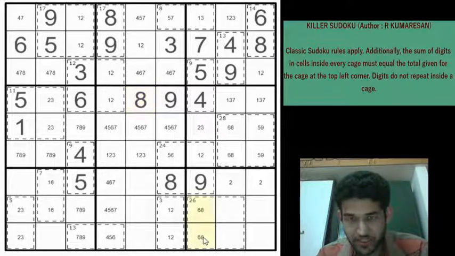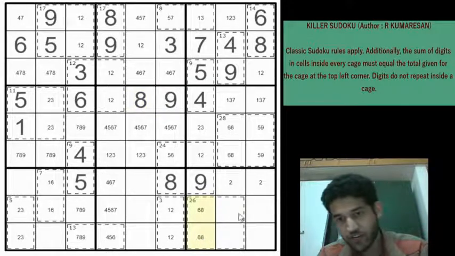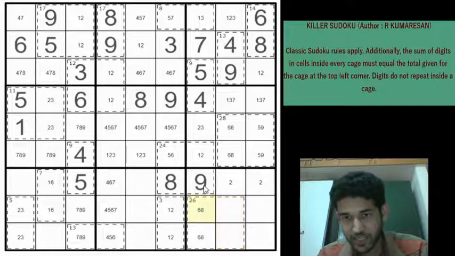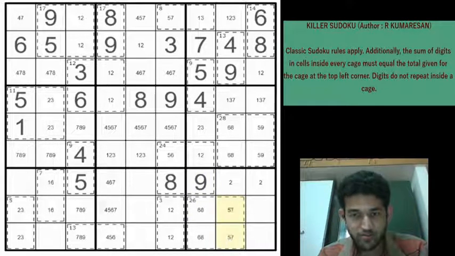So you have a 6, 8, right? 14, which gives you a total of 14. We need 12 more from these two cells. And 12 cannot be a 4 or 8 because 8 is here. It can't be a 3 and 9. So it has to be 5, 7 only. Beautiful. So we have 5, 6, 7, 8, 9 here. And a 2 here. So these two cells can only be 1, 3 or a 4.